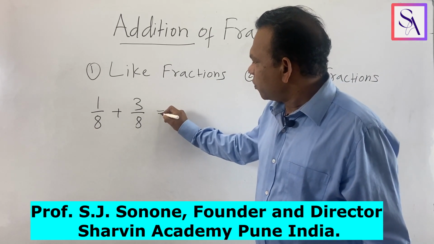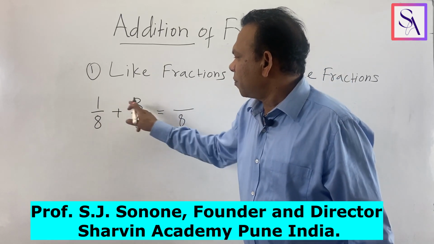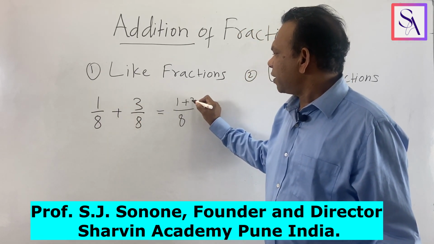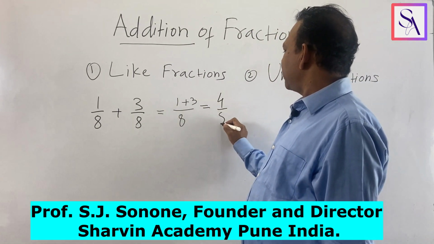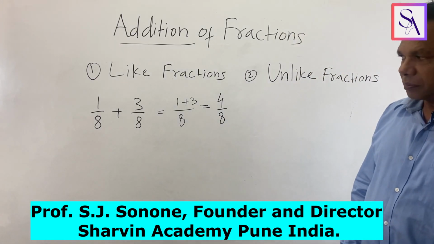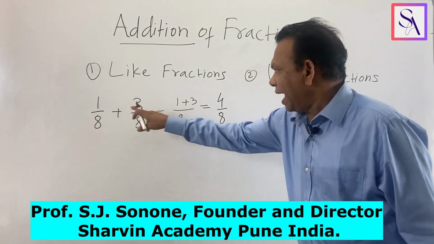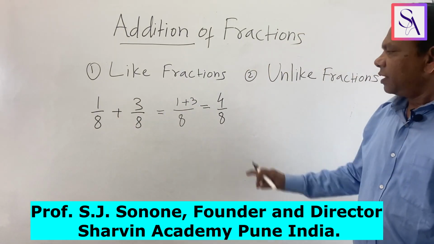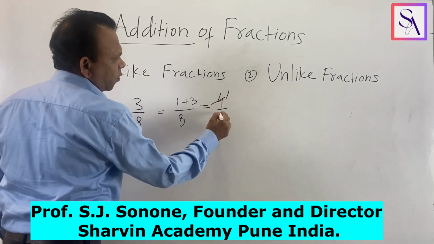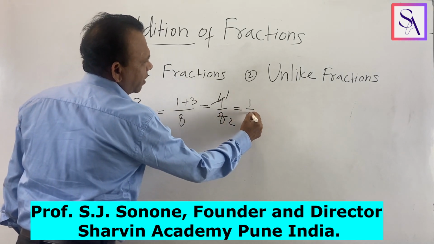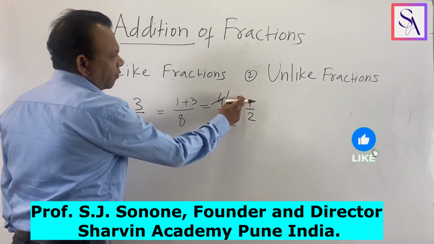So addition of these two like fractions is very simple. You just have to take one of the denominators in the answer and add 1 plus 3. So it would be 4 by 8 as the answer, right? So addition of like fractions is very simple. Just take one of the denominators and add the numerators 1 plus 3, that is 4 by 8. You can reduce this 4 by 8 as well. 4 1s are 4, 4 2s are 8. The answer is 1 by 2.